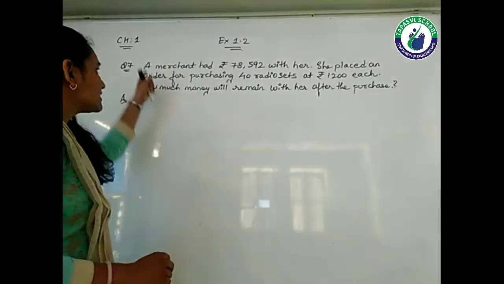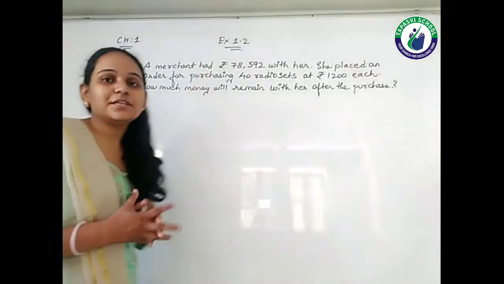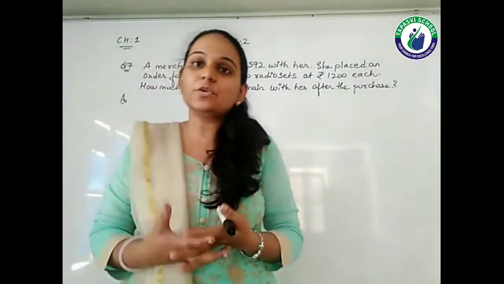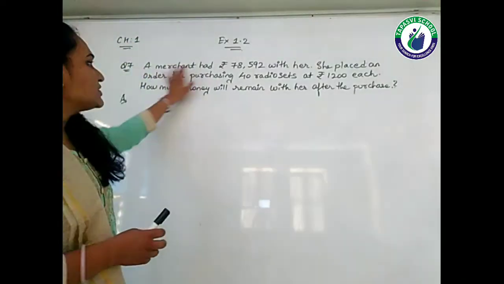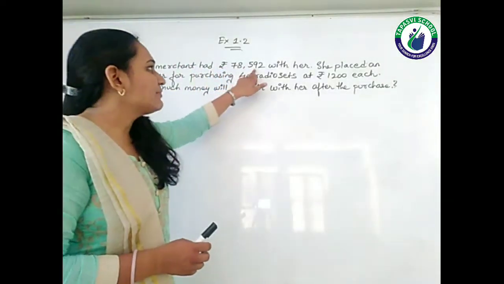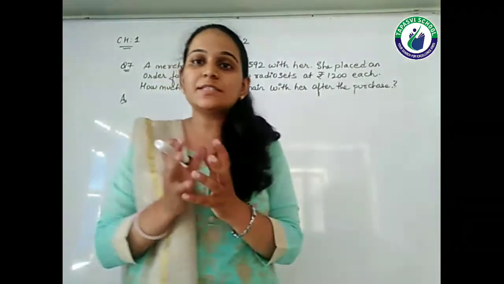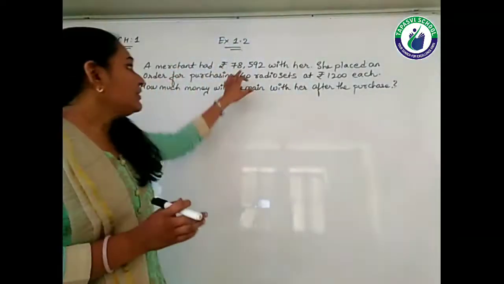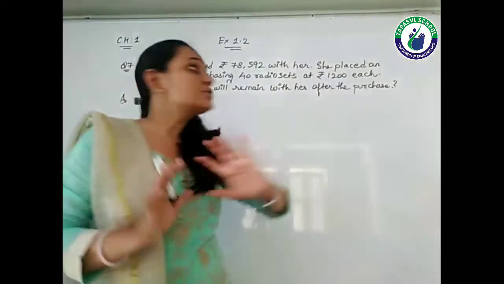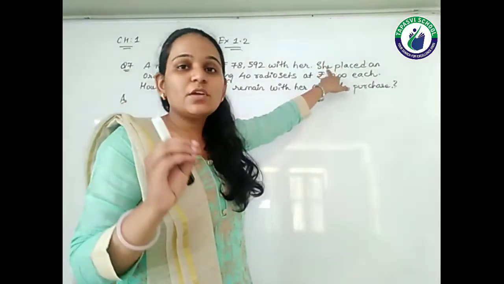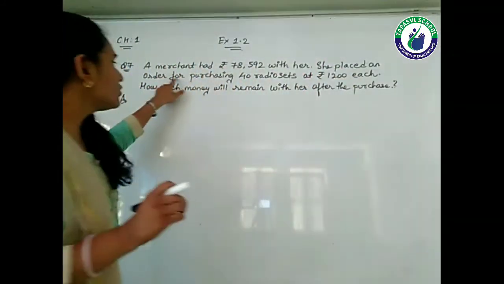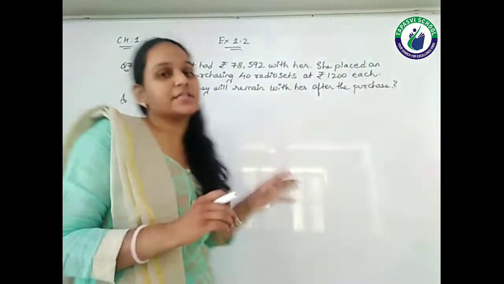Question number 7: a merchant had rupees 78,592 with her. Merchant means a business person, the trader you can say, right? So that means 78,592 rupees are there with the merchant. Now what is she doing with that? She placed an order for purchasing 40 radio sets.